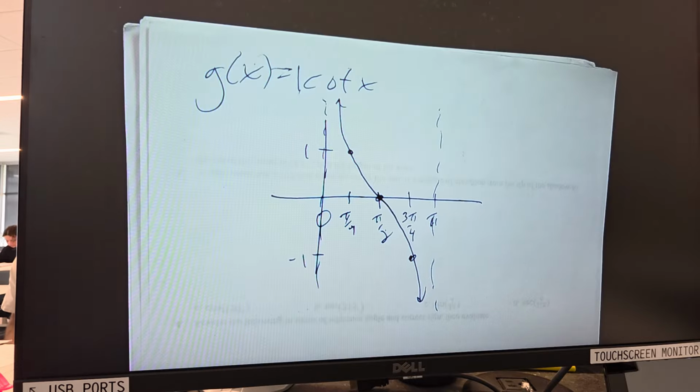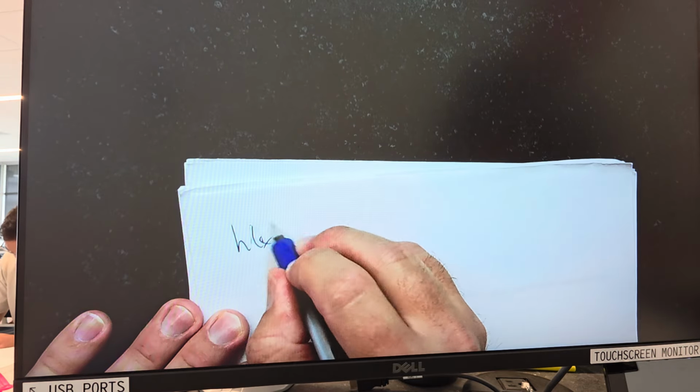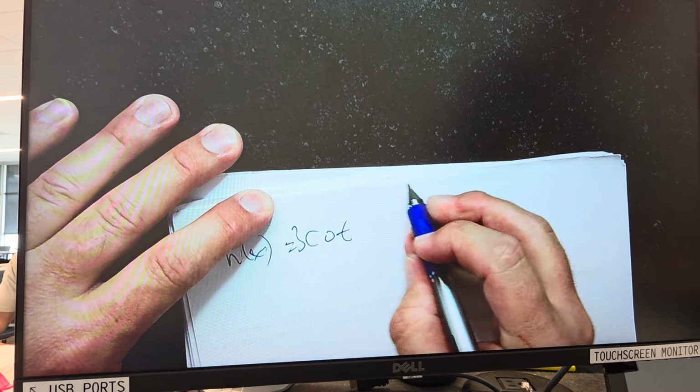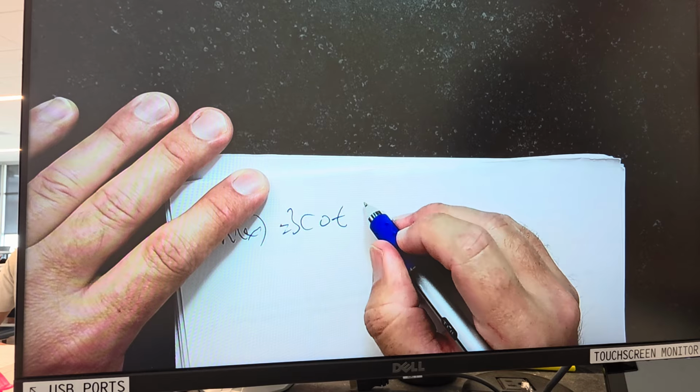All right, let's do this. Let's do one cotangent example that's been shifted. Then we'll call it a day. Sure, we'll do 3 again. Why not?